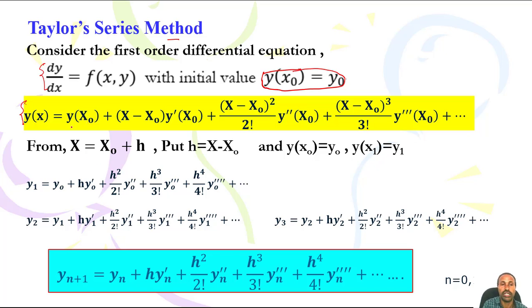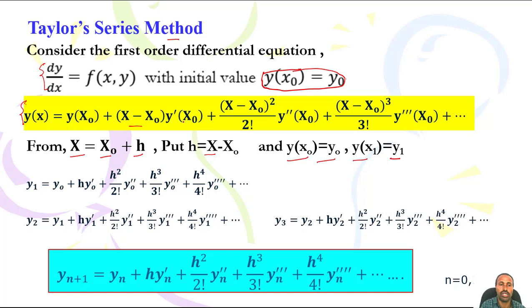So you have x is equal to x naught plus h. Put h in place of x minus x naught in the above equation, then in terms of h you can write the equation: y of x is equal to y naught plus h y prime of x naught, etc. Finally, any point can be calculated. We start from y of x naught is equal to y naught, y of x1 is equal to y1, and similarly you proceed.